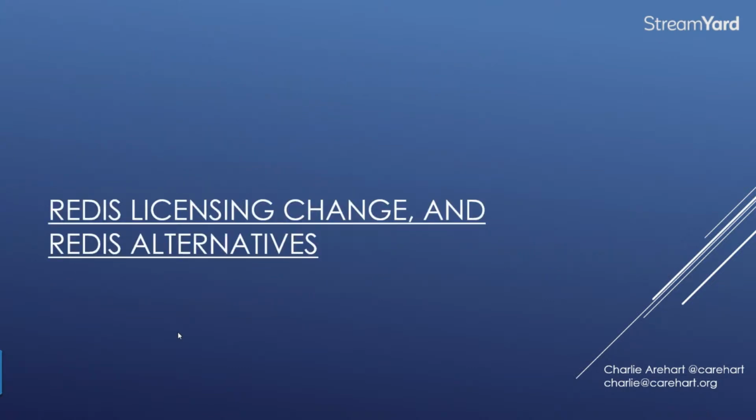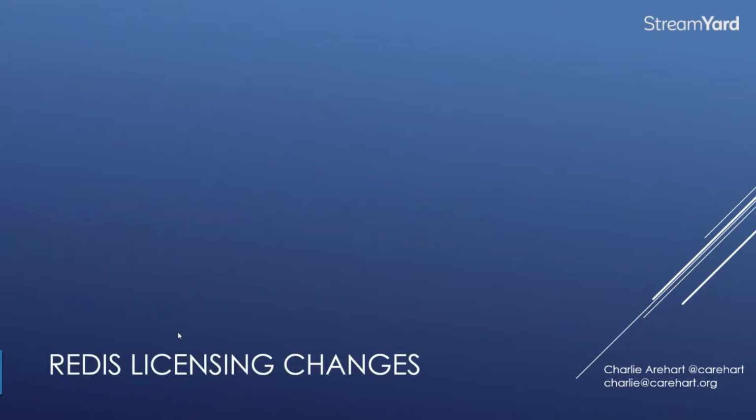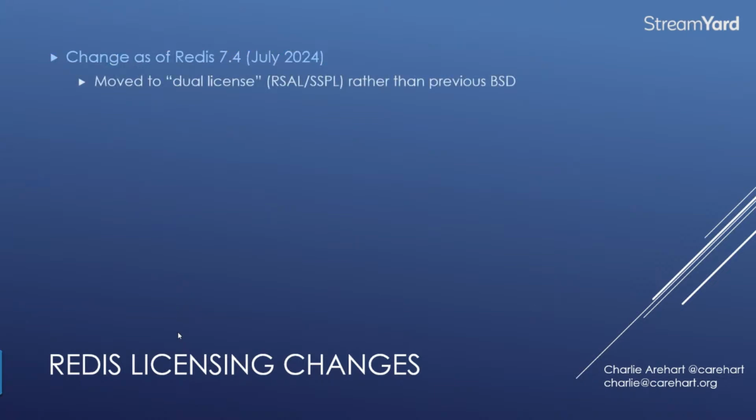I do want to talk about this Redis licensing change because I'm sure some people are like, wait a minute, you're talking about Redis all this time. What about Valkey? What about Dragonfly? What about these alternatives? All right, let's talk about that. So announced earlier this year and implemented starting in July of this year was a change as of Redis 7.4, where they moved to what they call a dual license. And these are the licenses rather than the previous license. And that's had a lot of people in a tizzy.